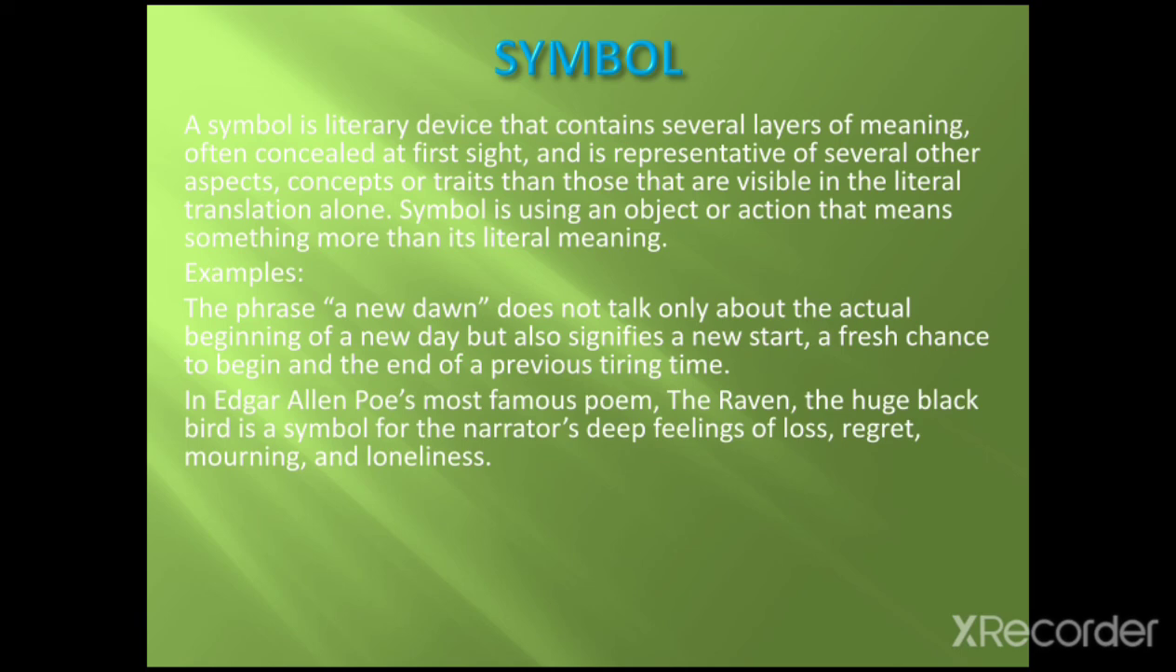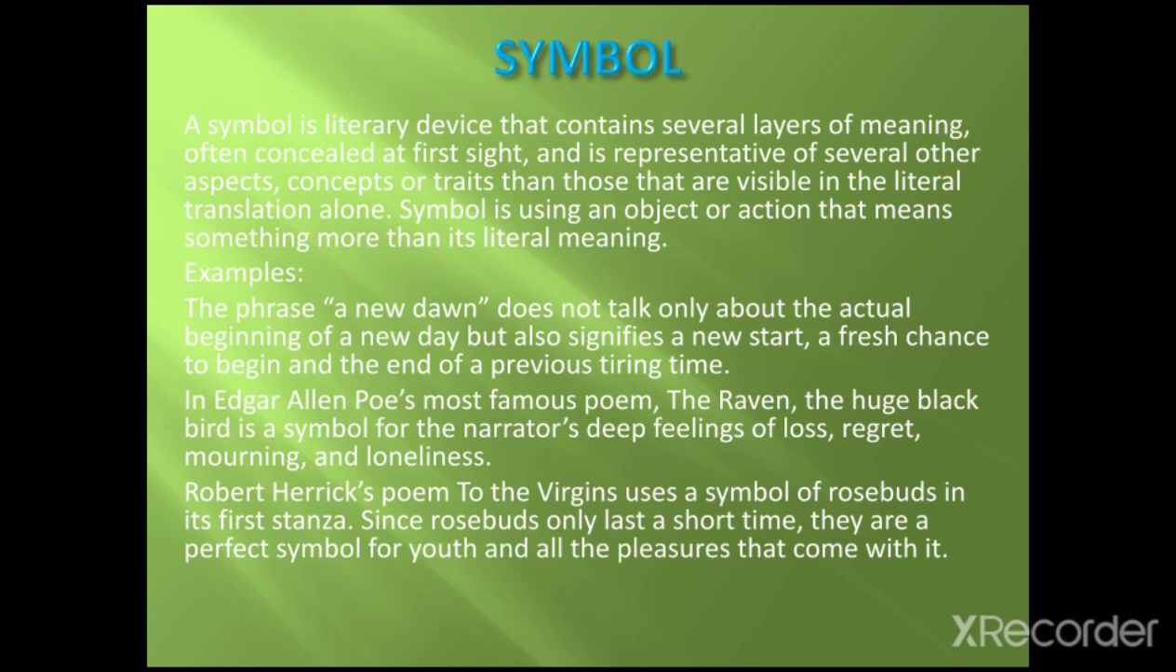In Edgar Allan Poe's most famous poem, The Raven, the huge black bird is a symbol for the narrator's deep feelings of loss, regret, mourning, and loneliness. Robert Herrick's poem To the Virgins uses a symbol of rosebuds in its first stanza. Since rosebuds only last a short time, they are a perfect symbol for youth and all the pleasures that come with it.